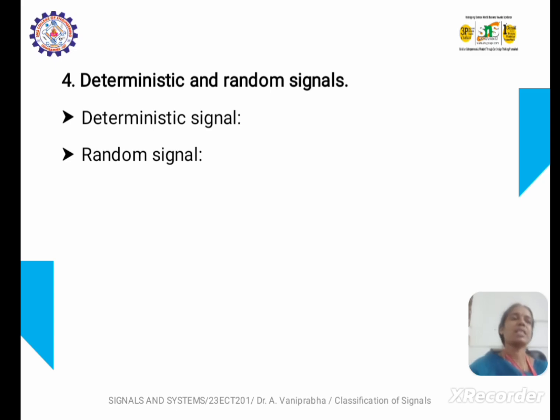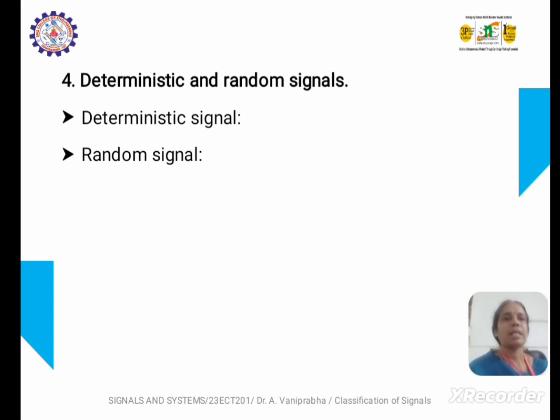The next type of signal is the deterministic and random signal. Deterministic, from the name itself we can understand the signal is certain. That is, even before the signal appears, we can predict the occurrence of the signal. And also, in other words, we can say any signal that can be represented mathematically can be called a deterministic signal.